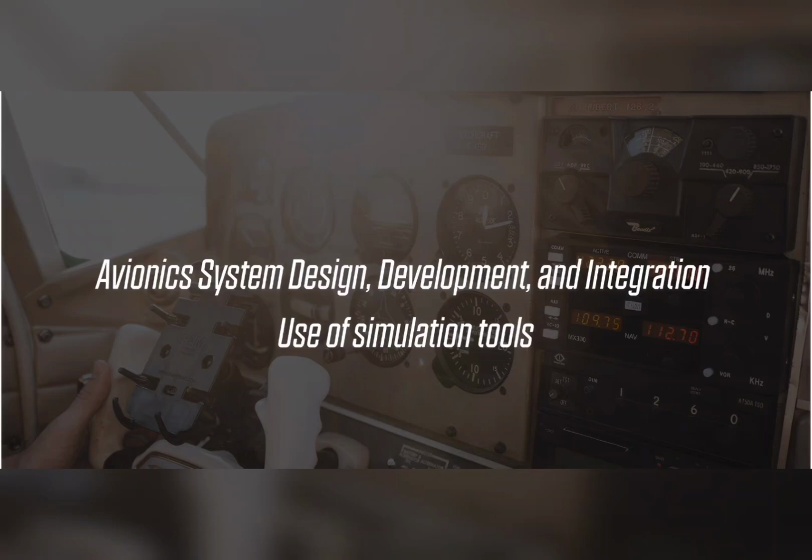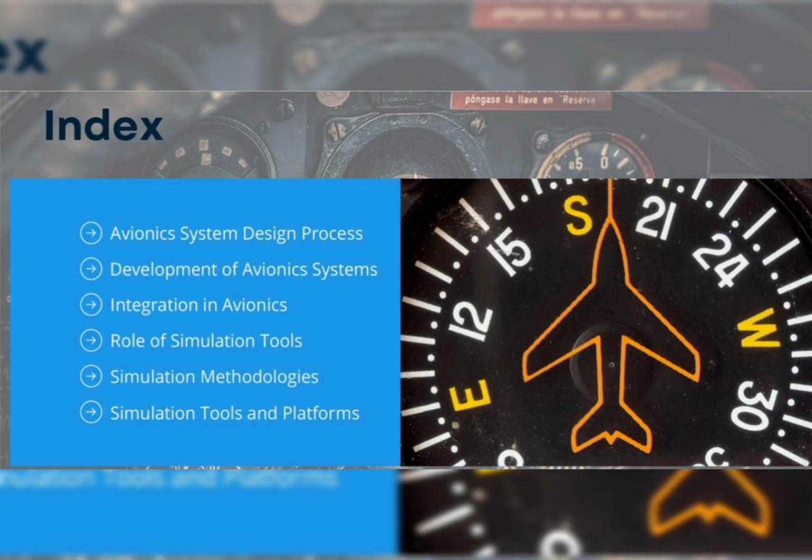Hello everyone, welcome back. Today I will take you through a full walkthrough of avionics system design, development, and integration, with a special emphasis on the use of simulation tools through every stage of the life cycle. My goal is to explain every major step and concept clearly, so by the end you'll understand how avionics systems are built, verified, and certified, and why simulation is indispensable.